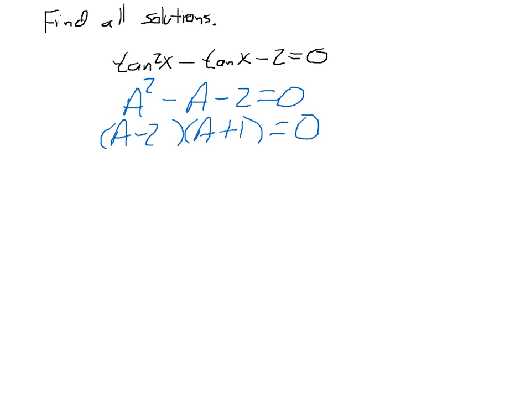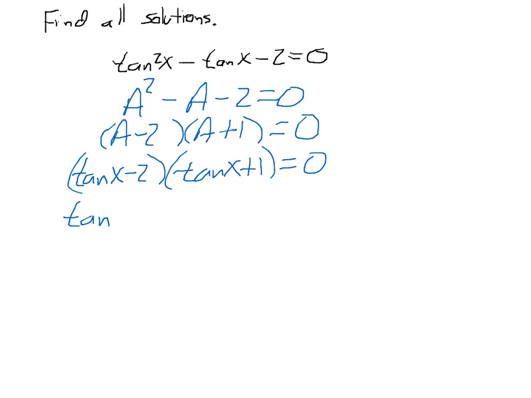And what does the a take the place of here? Tangent x. And so what we would end up with is tangent of x minus 2 times the tangent of x plus 1 equals 0. And now by our zero factor theorem, we have tangent of x minus 2 equals 0, or tangent of x plus 1 equals 0.